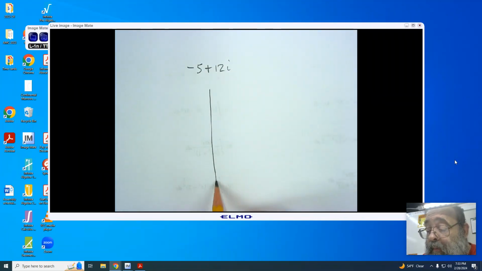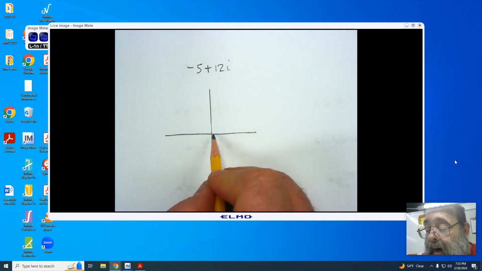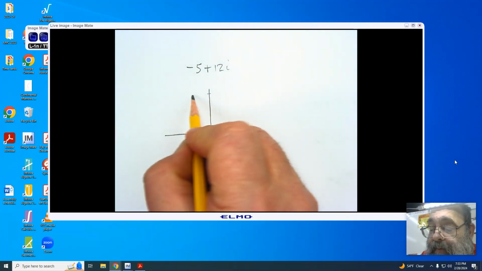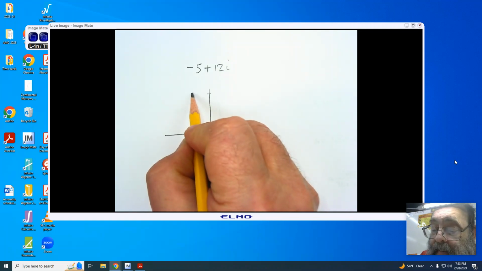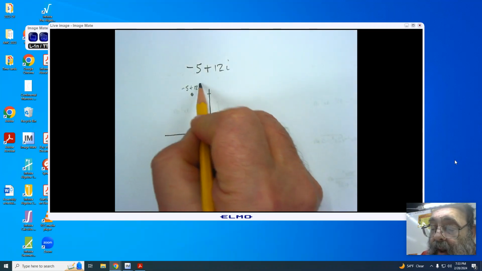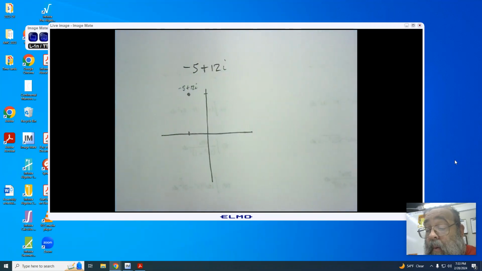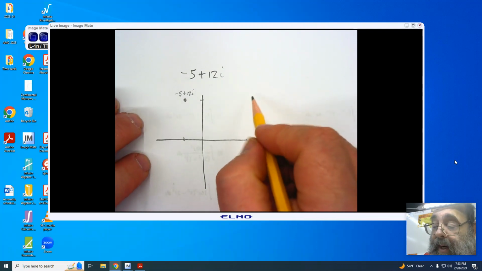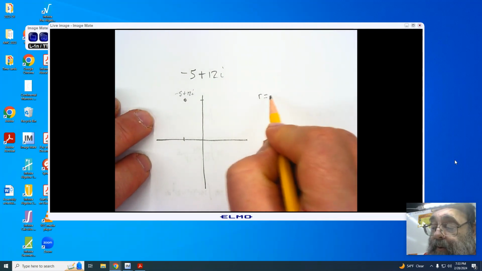In our rectangular form, we're going to have negative 5 over here somewhere. We're going to put positive 12 up there, and I'm going to call it negative 5 plus 12i. Now, when we put it into our polar form, we need to figure out r first.